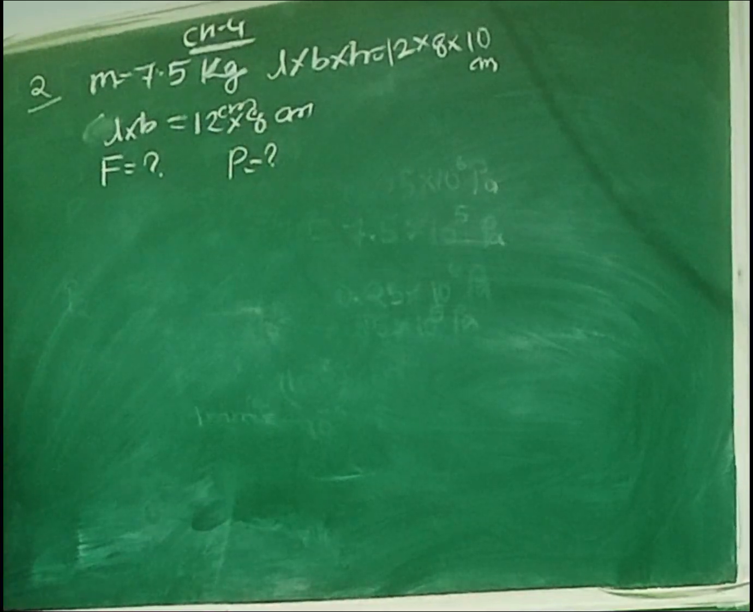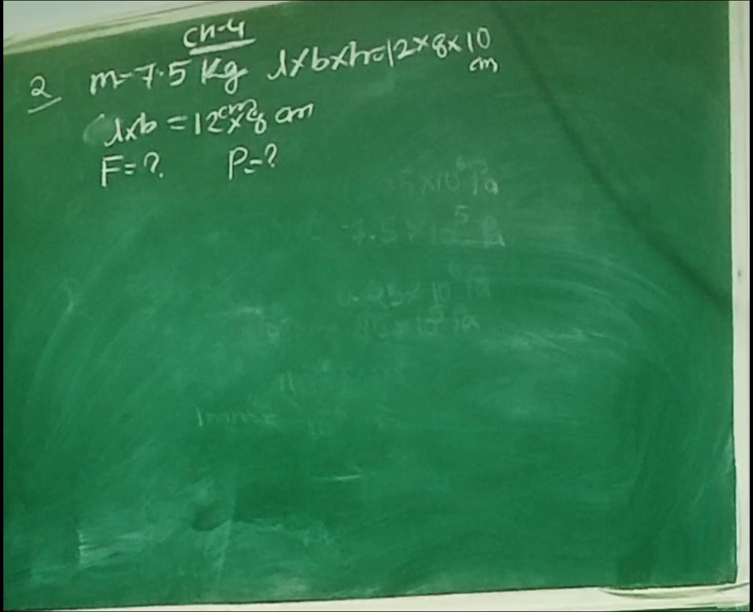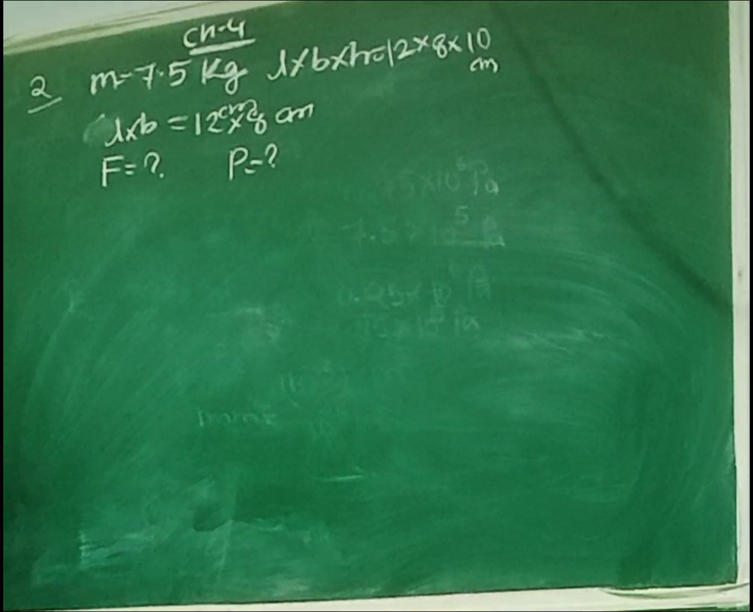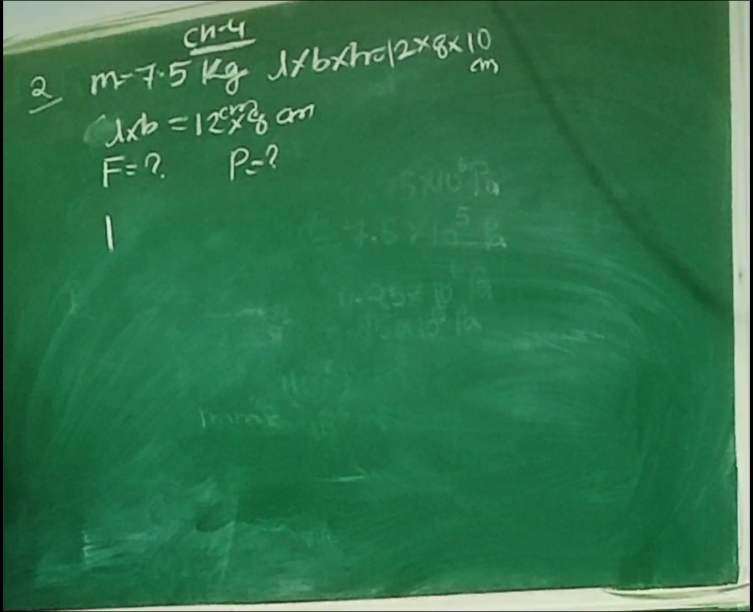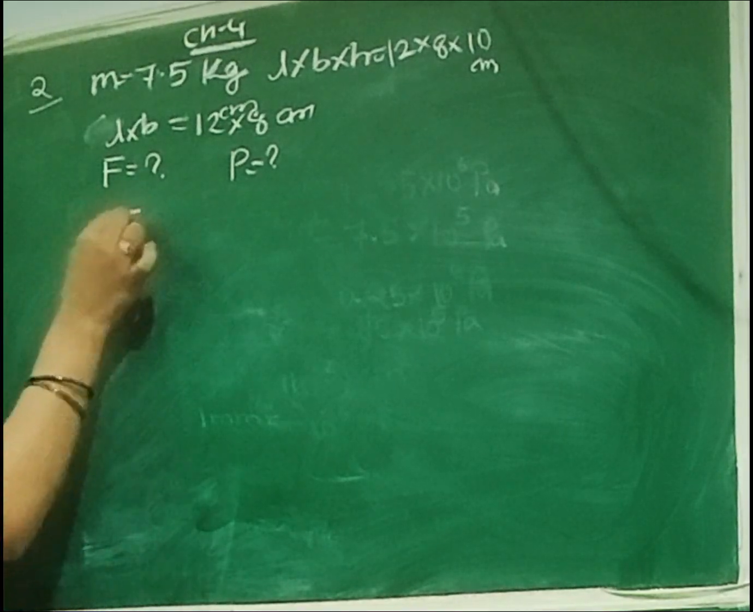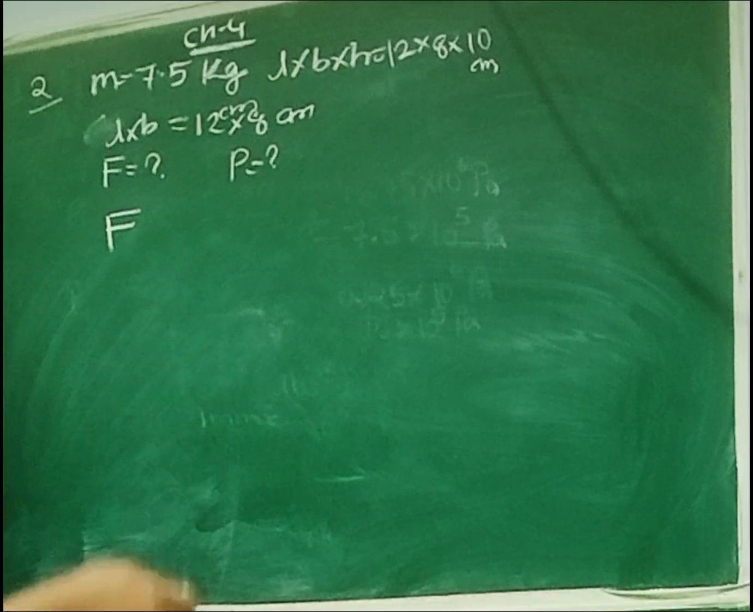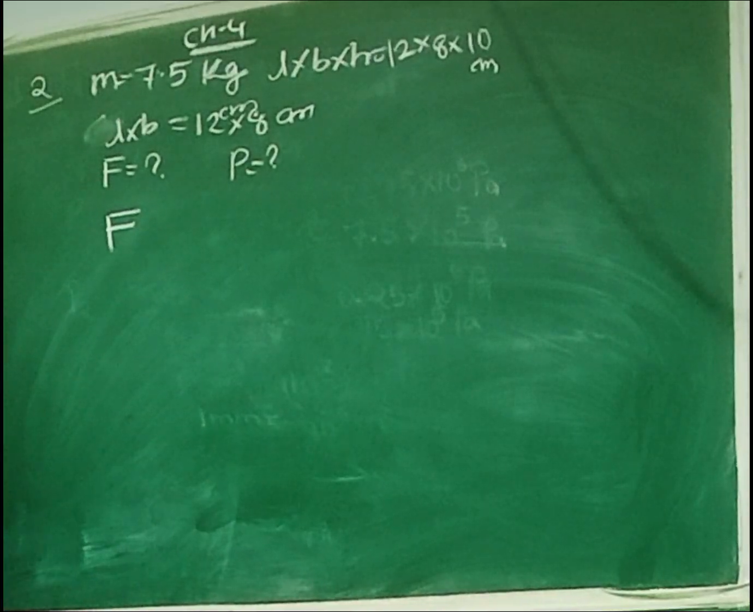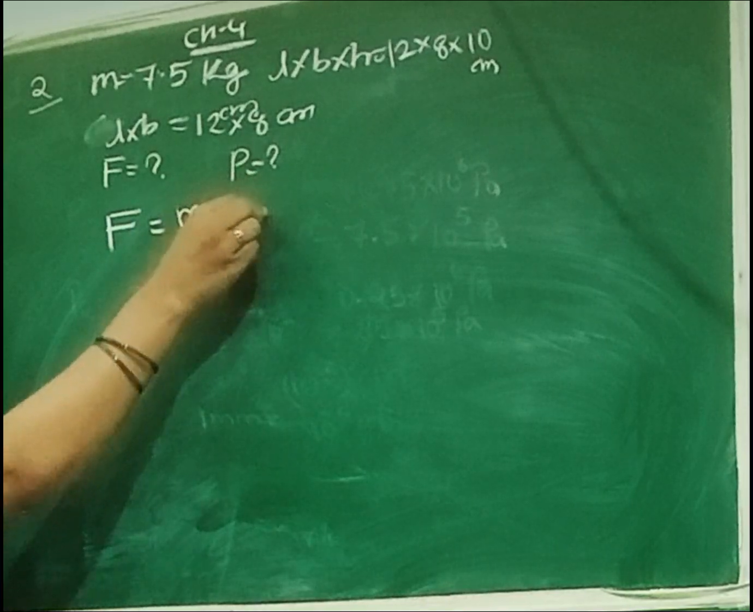Okay, so here we need to find out the two things, force and pressure. So here it is given to you mass and then volume. So what you know, thrust. First you will find out the thrust. What is the formula for thrust? Thrust means it is also a kind of force but acting in perpendicular direction. Okay. So force is equal to mass into gravitational acceleration.